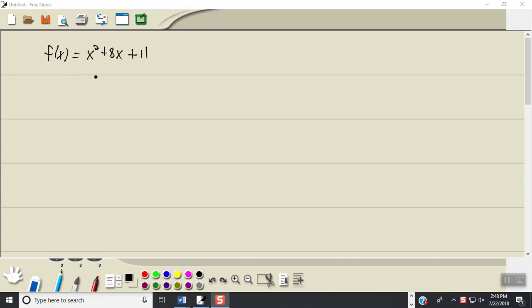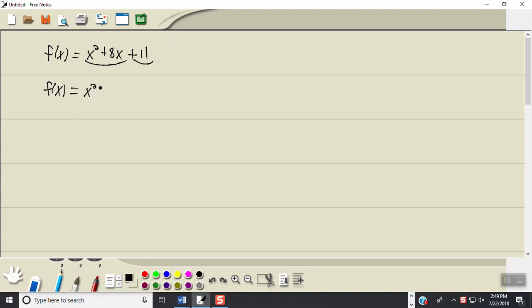Okay, let's take a look at this problem. We want to put it in standard form. Now our first step normally is to group the x's together and the number by itself, and factor out the number that's in front of your x squared. But this is a special type because there is no number in front of our x squared.